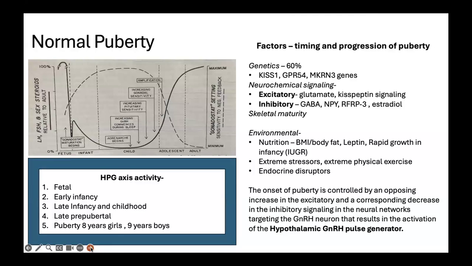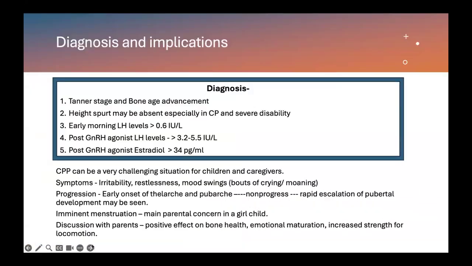Now, on examination in these children, we can see that the Tanner staging is advanced as compared to their age. So is the bone age advancement. In normal children, as in children who do not have neurological disorders or disability, there is an evident height spurt in precocious puberty. However, this is absent in cerebral palsy and severe disability.